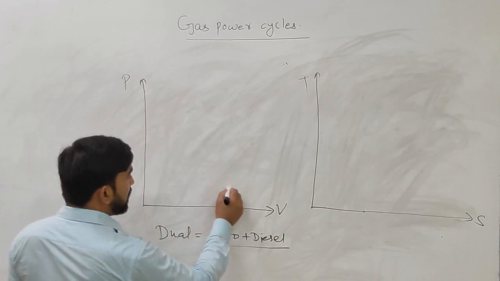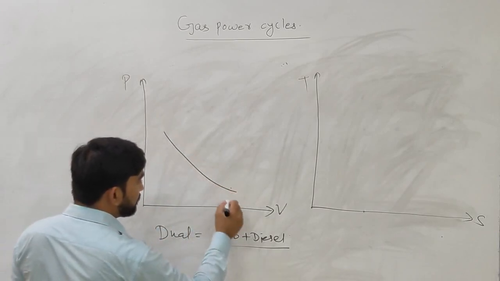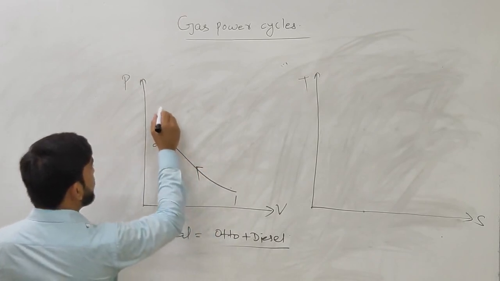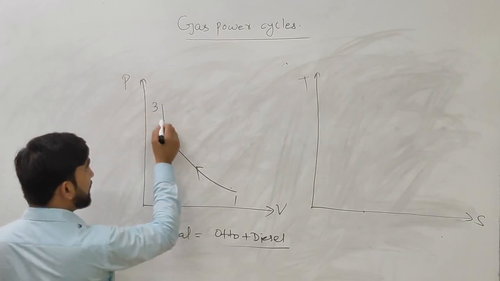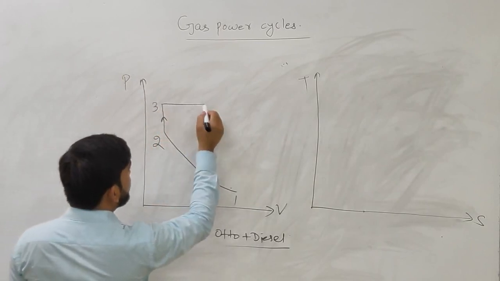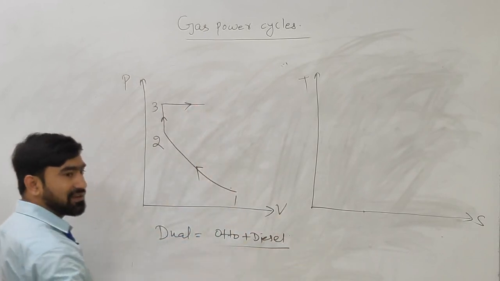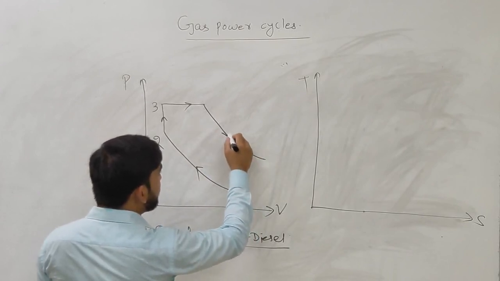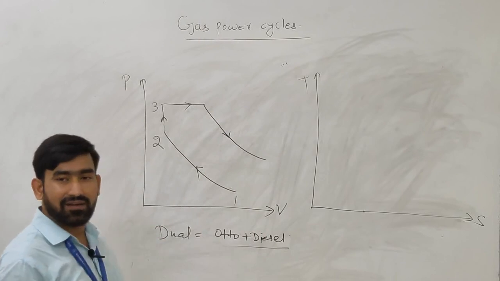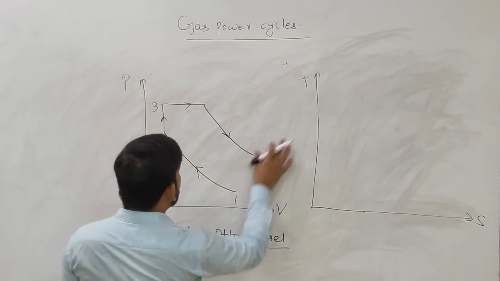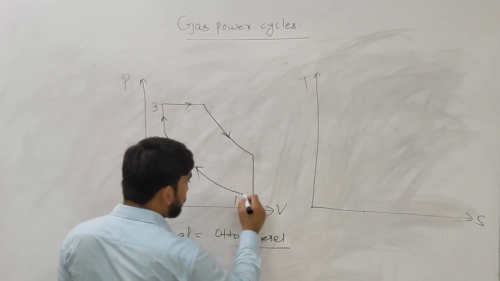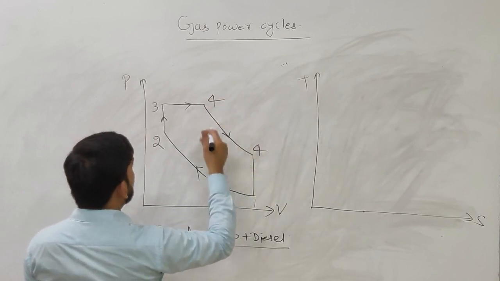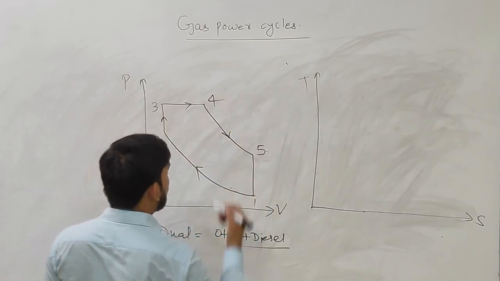Let us draw point 1 to 2. This is for Otto and diesel both. 2 to 3, this is the Otto cycle. 3 to 4 is the feature we have seen in the diesel cycle. 4 to 5, reversible adiabatic or isentropic, and 5 to 1, which is a common process for both Otto and diesel cycles.